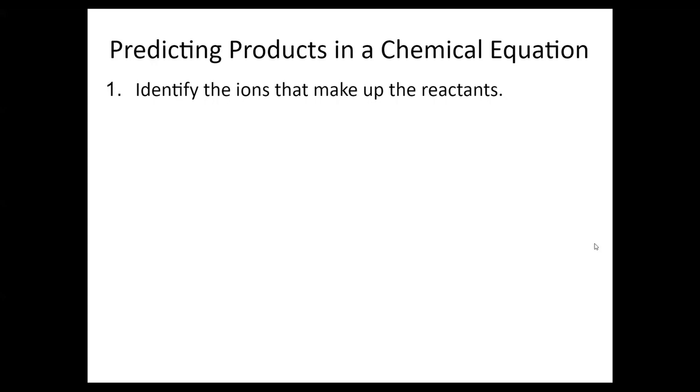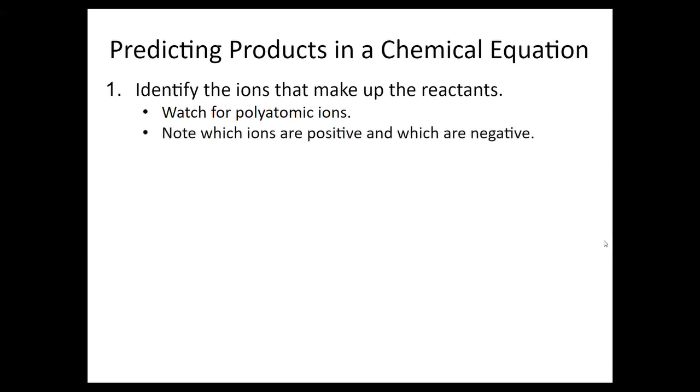Write down the ions that make up the reactants. Identify the positive ones and the negative ones. As you do that, watch for polyatomic ions. So there was that list from way back in first semester of the polyatomic ions. That's still relevant. You still get to use that list, but you still need to know how to use it.